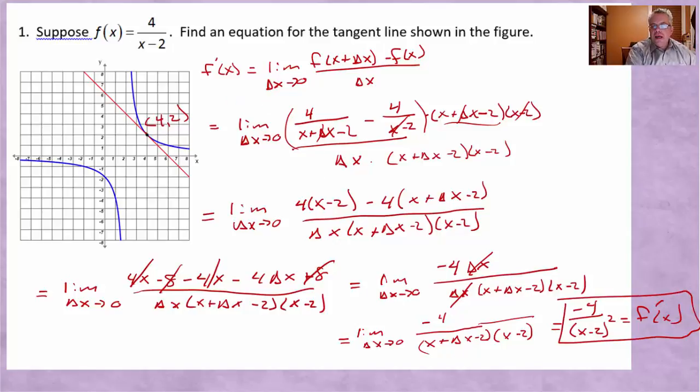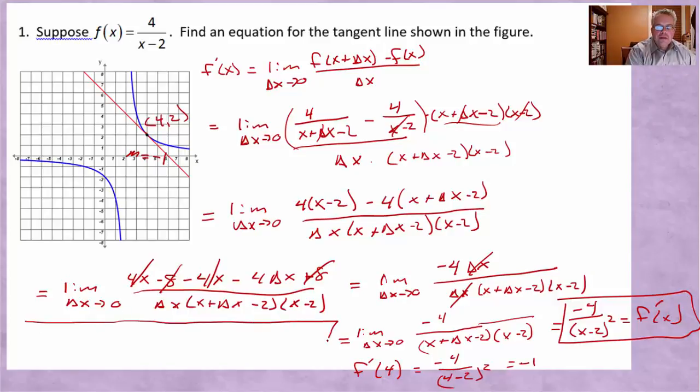Now, to find the equation of the tangent line, if I substitute 4 in here, I'll get the slope. So when I put in 4, really running out of room here, I'm sorry, f prime at 4 equals negative 4 over 4 minus 2 squared, which is just negative 1. So the slope of my line is negative 1. Now, to write the equation for the line, we can just use the point-slope formula. So this is the easy part.